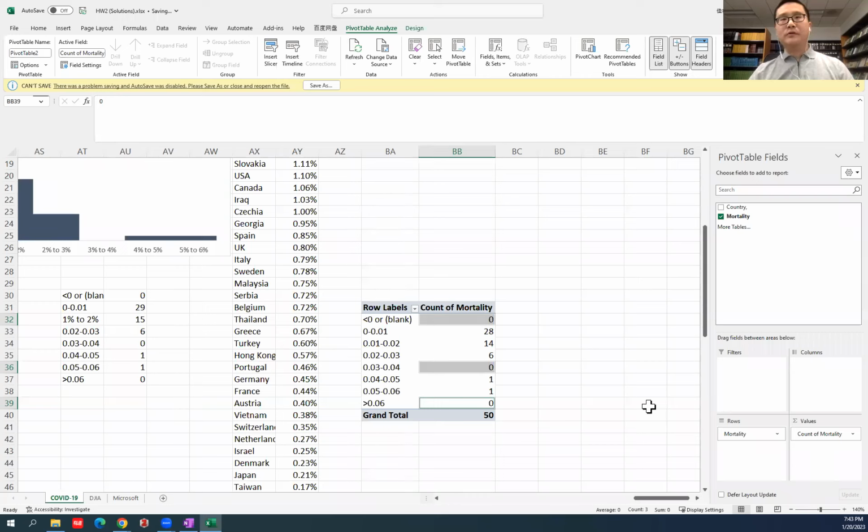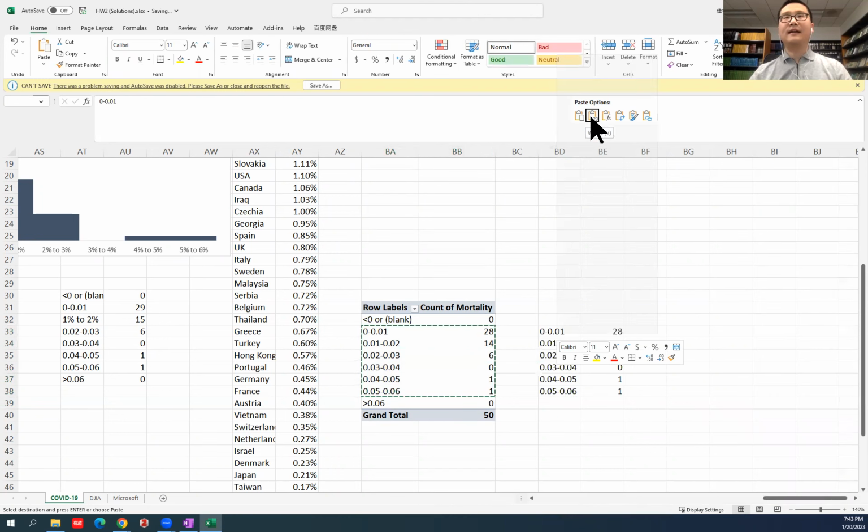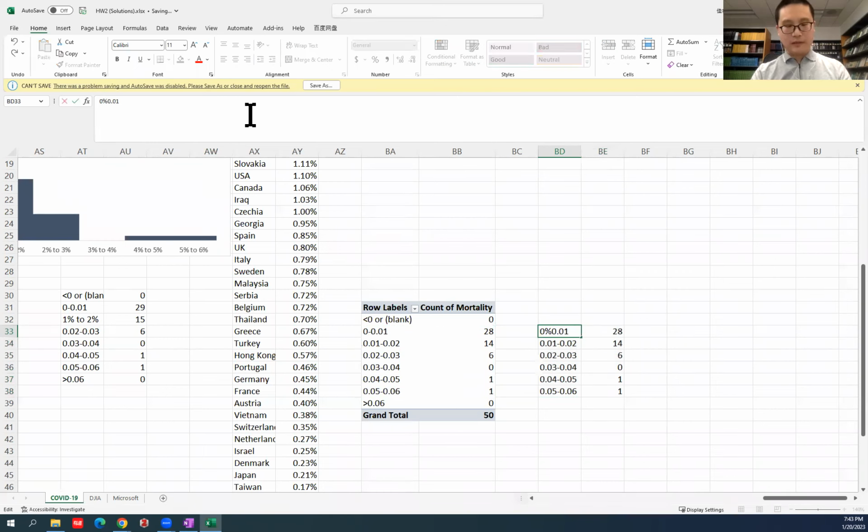So if we need to build a histogram out of this, and we wanted the row labels to, instead of showing fractions, show a percentage, it's somewhat not so straightforward. The best way I found is copy and paste. So select, copy and paste the values for this pivot table to another area. Then we can manually change all these labels to something that we want.